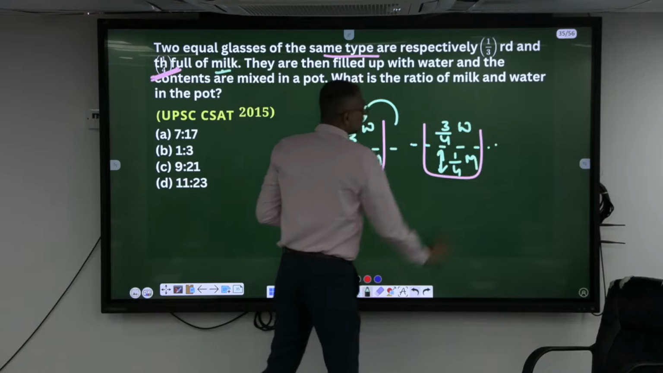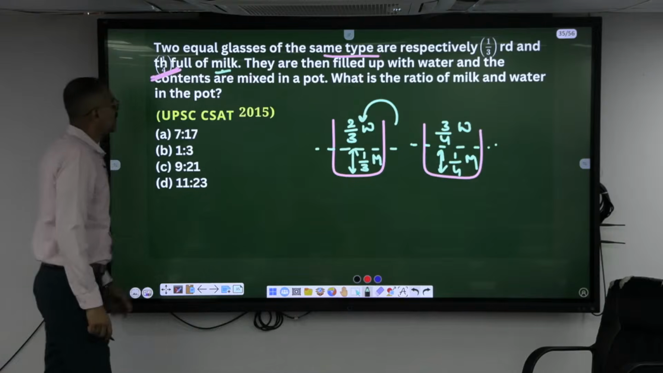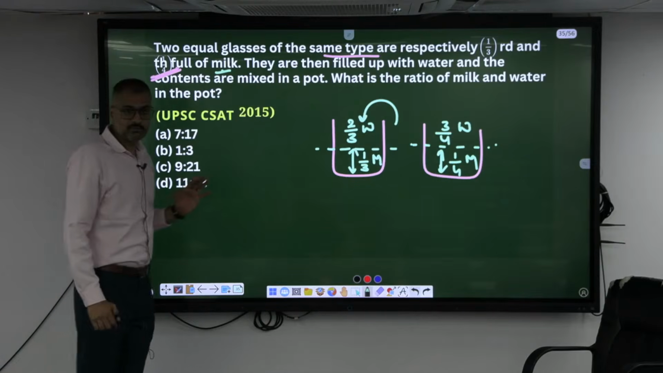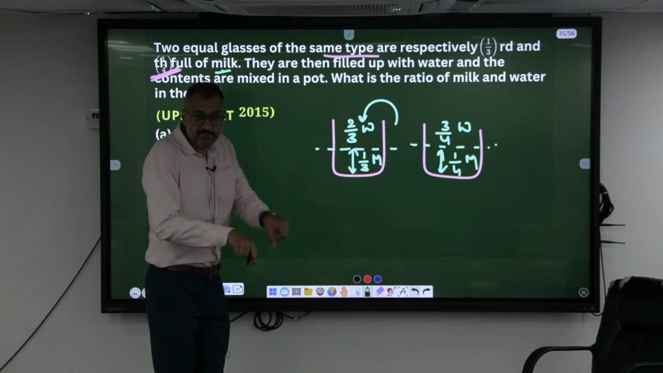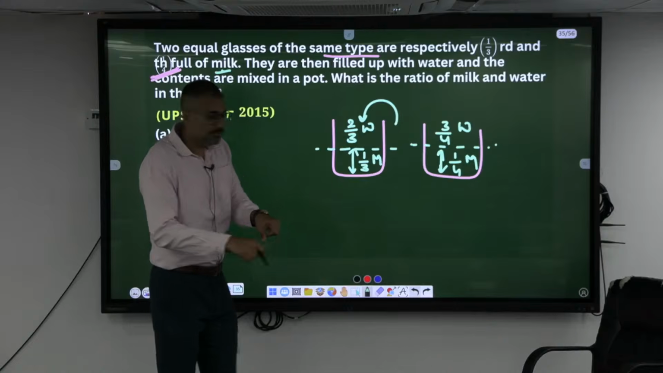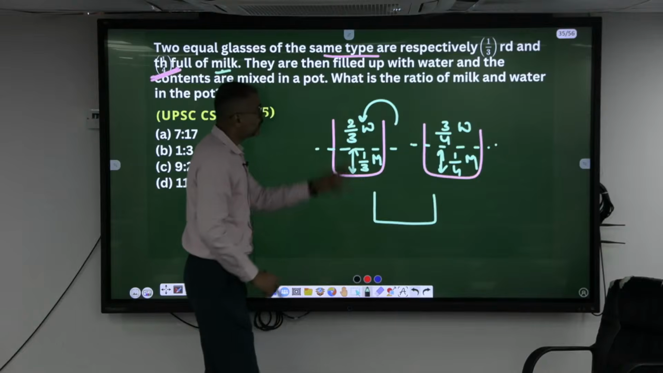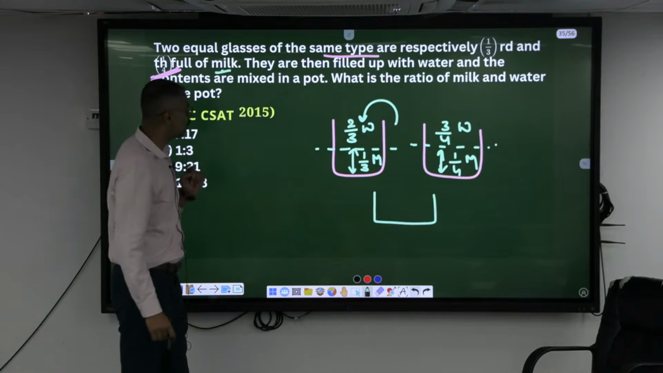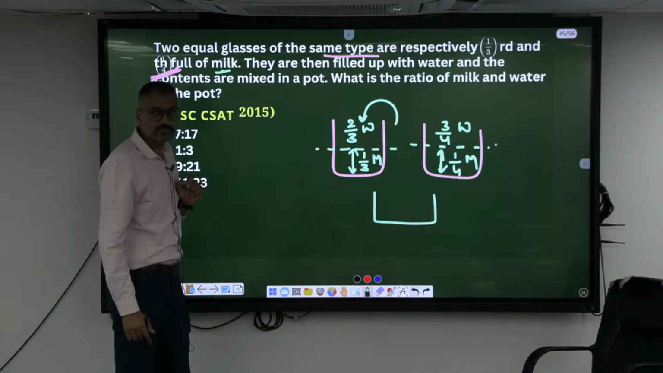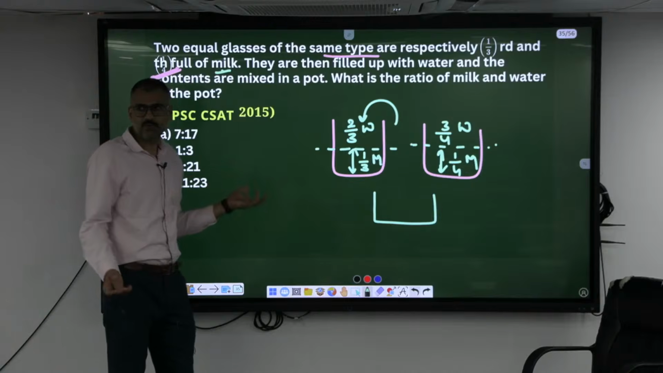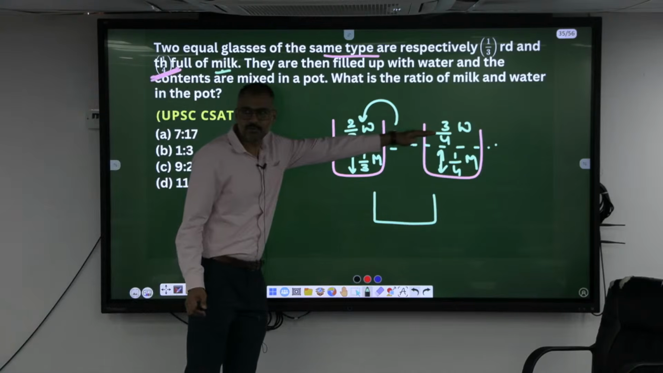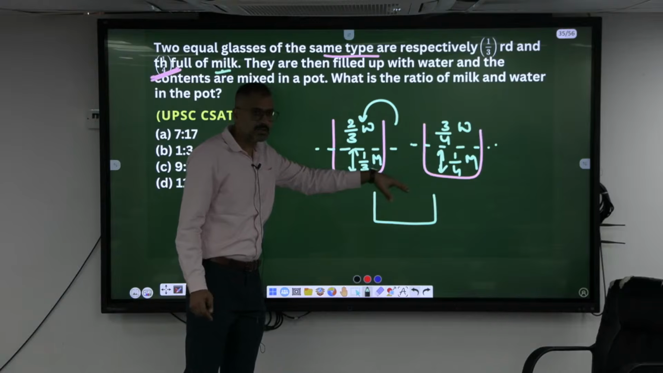This is milk, right? Then they are mixed in a pot. We are mixing them to form a third mixture. Okay, what is the ratio of milk and water in the pot? Can you do this? Yeah, same quantity, both are the same type. Okay, you mix them first.